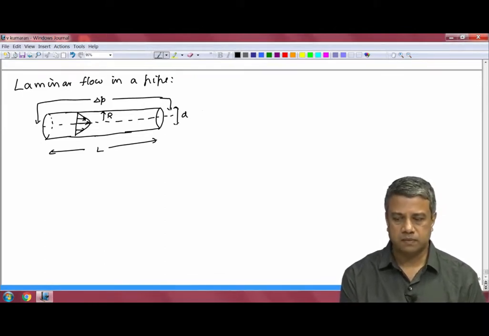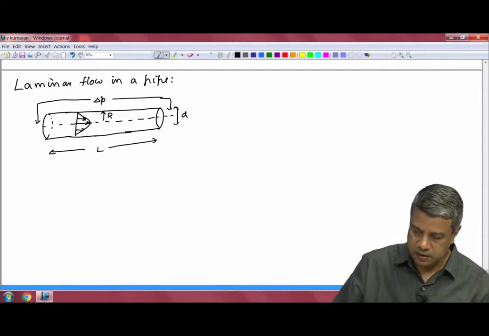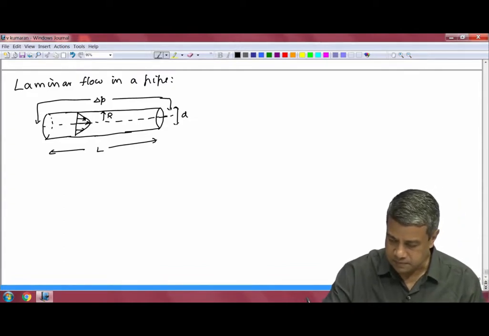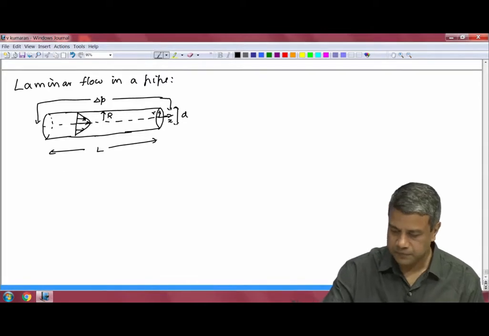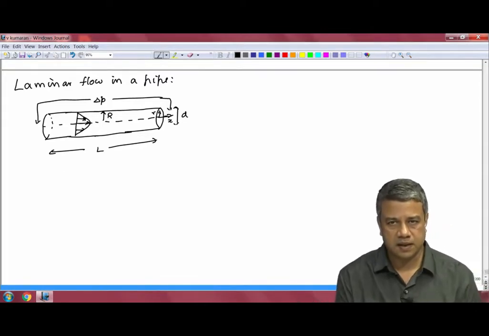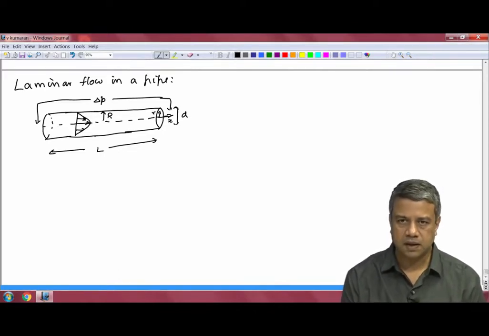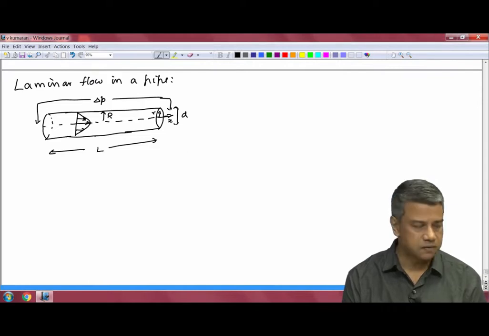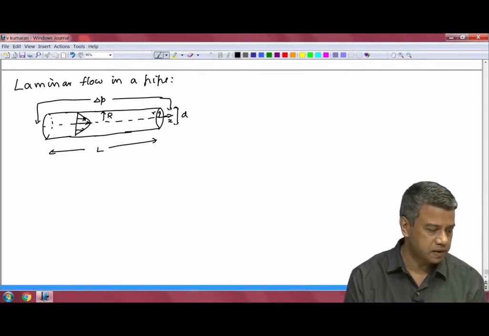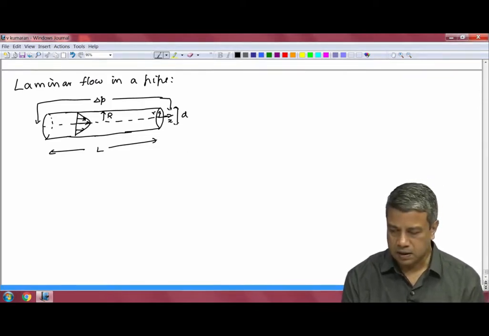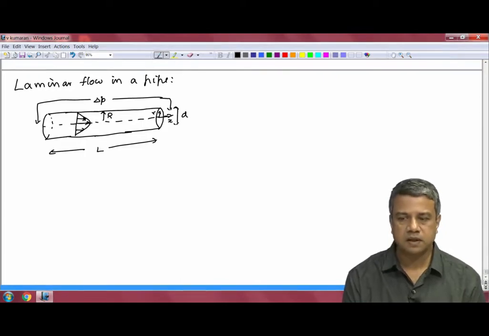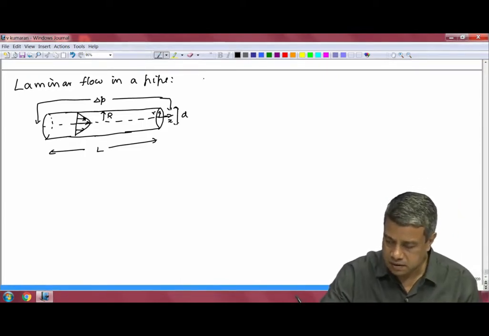We will use a coordinate system where x is the axial coordinate and r is the radial coordinate. r is the distance from the axis and x is the distance along the axis. x is the flow direction. There is no flow perpendicular to the x direction for a laminar flow, and we will assume that it is what is called fully developed.